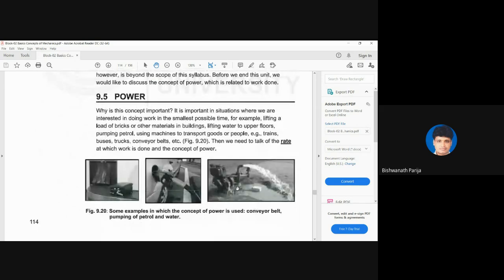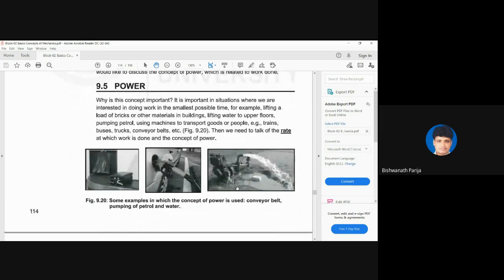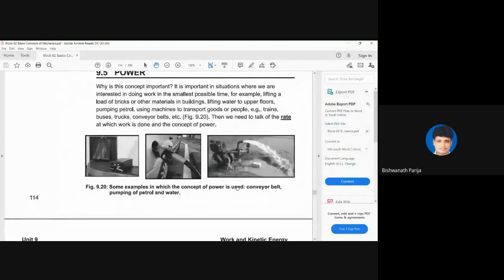Then power. Power is the rate of doing work: for unit time, how much work you are doing. That is important. In a whole day you may do very small work, while in a very small time you may do big work. That power is very important. Electric power is important. How much work you are doing is not important; for unit time, how much work you have to do, that is called power.